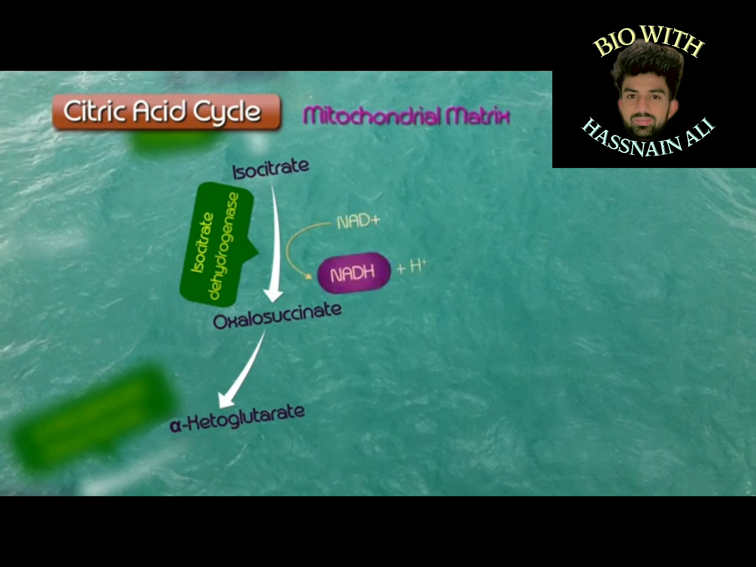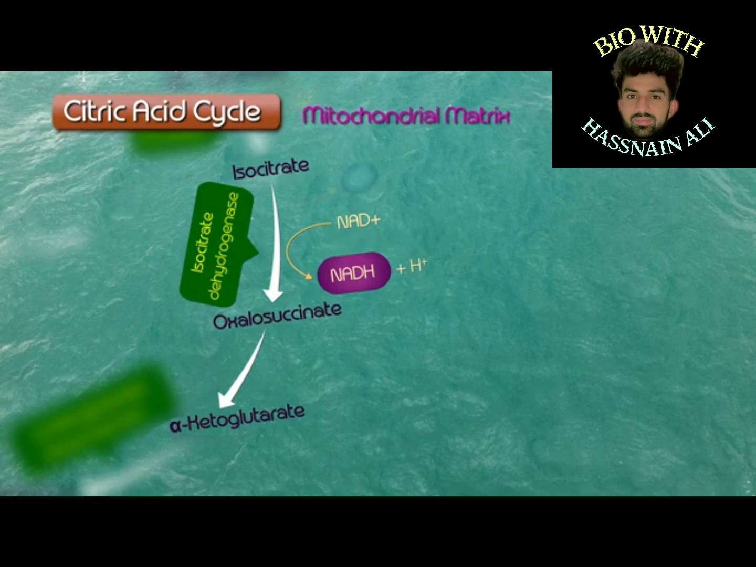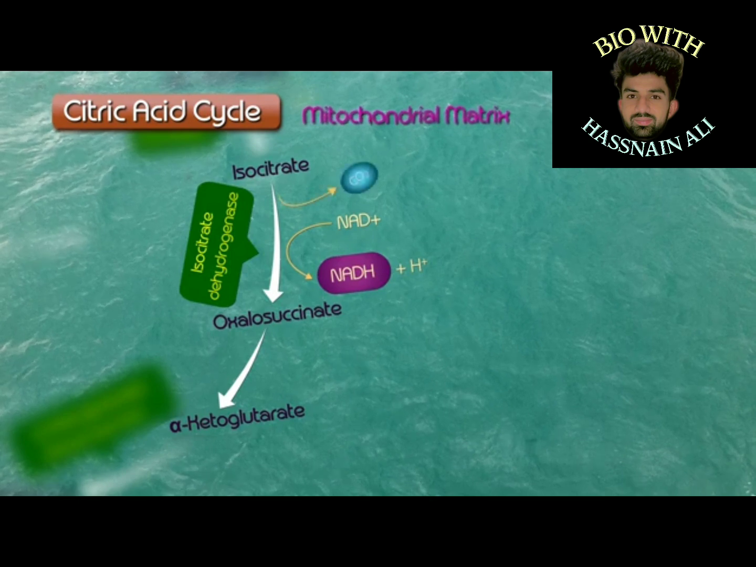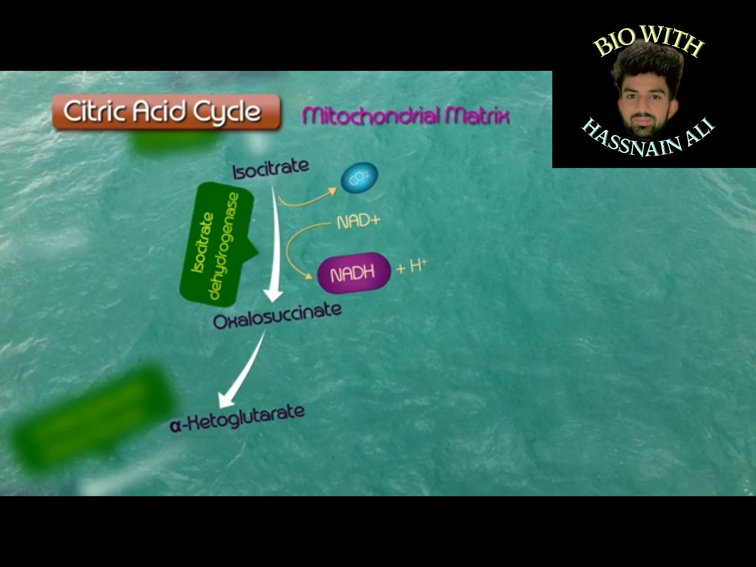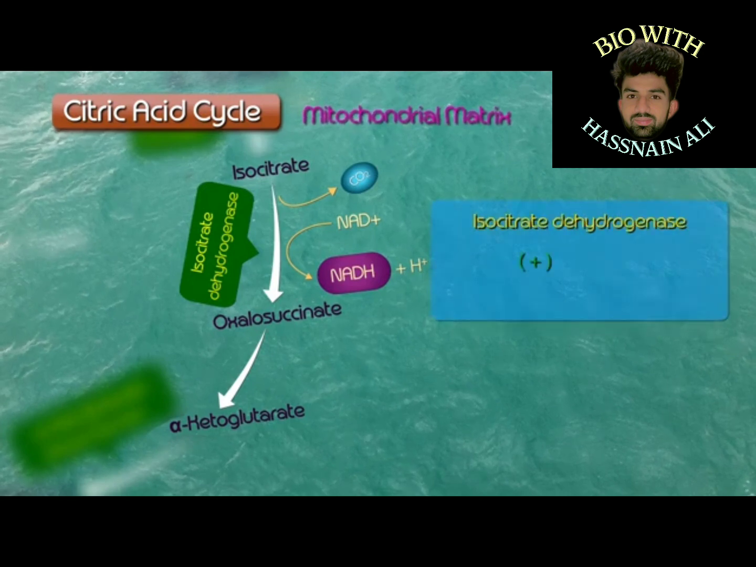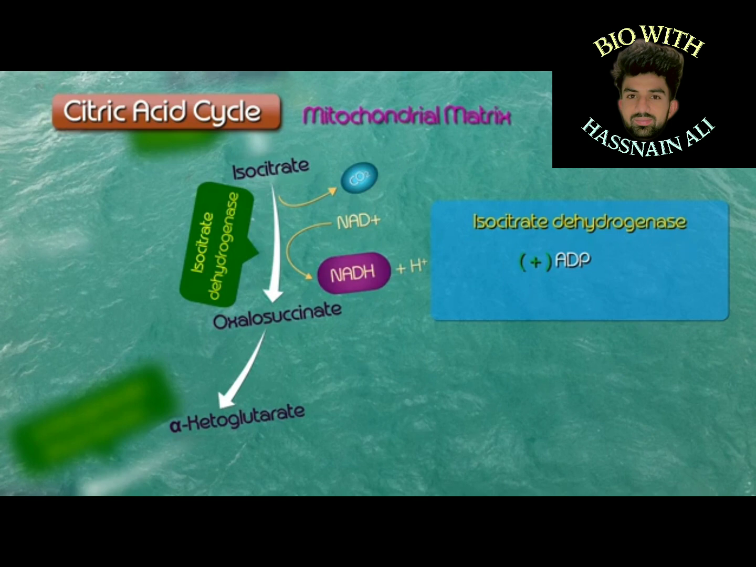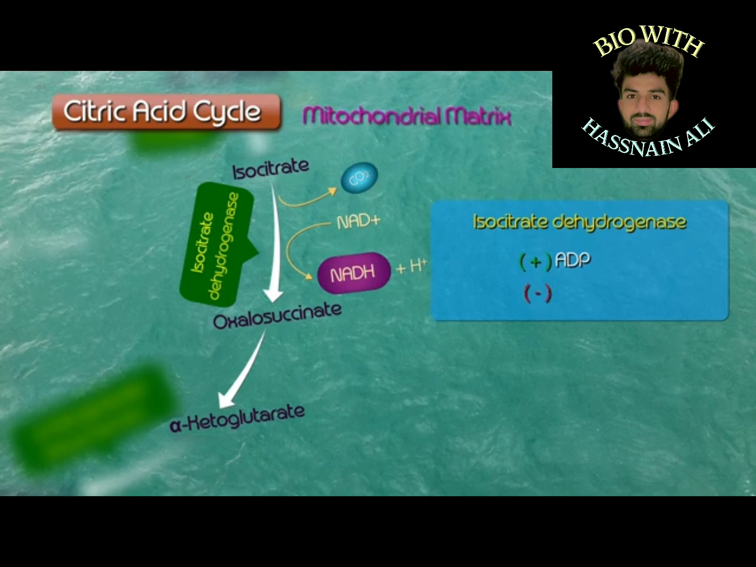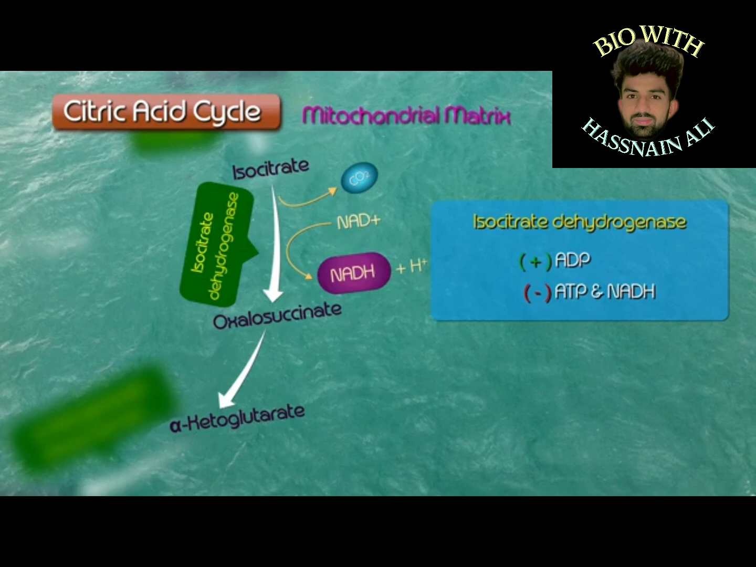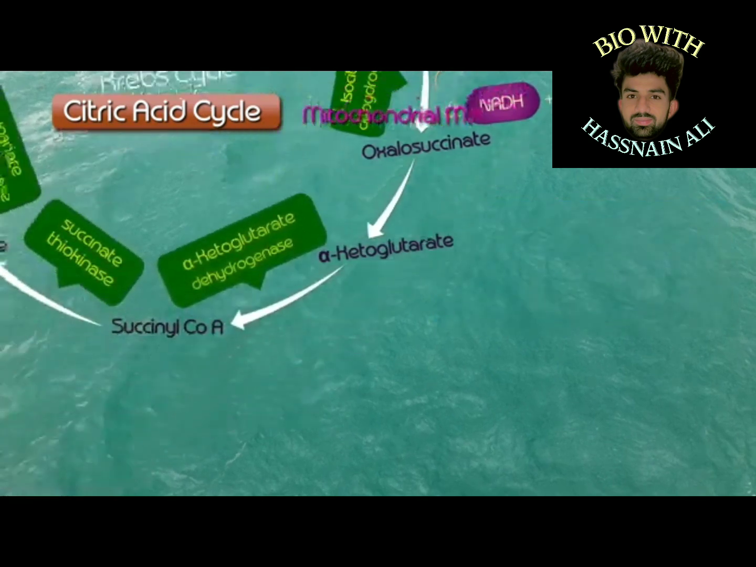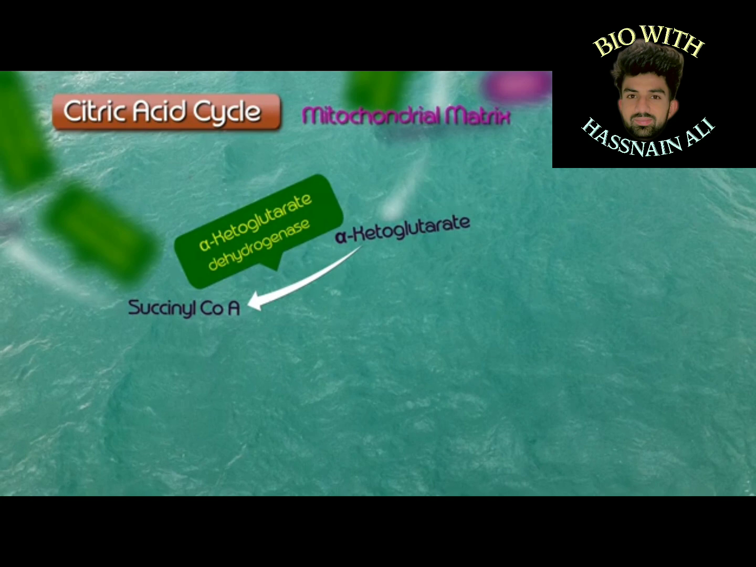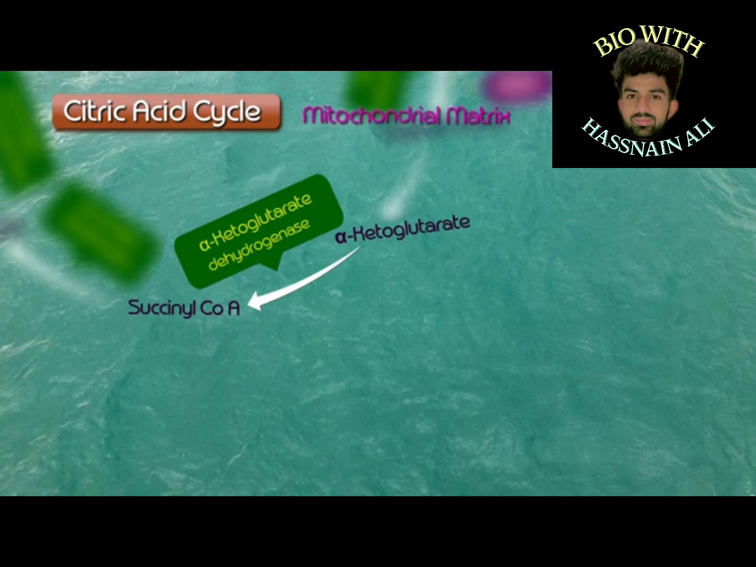Here NAD plus is converted into NADH and the first molecule of carbon dioxide is released in the cycle. It is also a key regulatory step that is stimulated by ADP, that is the low energy state, and inhibited by ATP and NADH, which is the high energy state. So the alpha ketoglutarate dehydrogenase complex converts alpha ketoglutarate into succinyl-CoA.